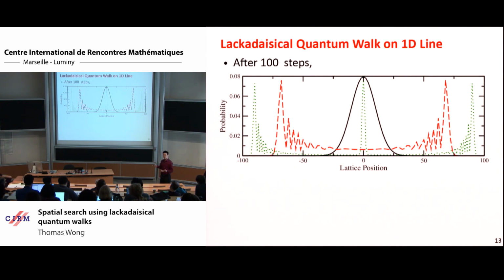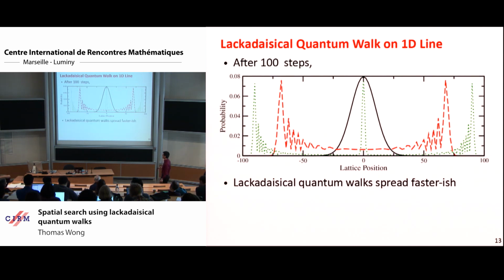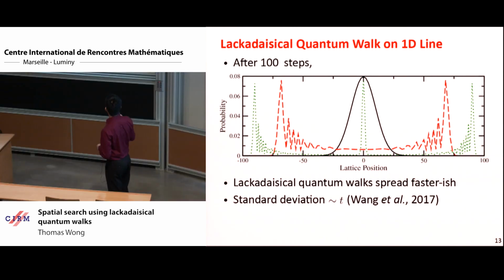So in some sense, a lackadaisical quantum walk, even though it's lazy, can actually spread faster-ish because of this middle peak. Okay? And so you might start to wonder, well, are there any algorithmic improvements that you can make with this property? The standard deviation of this is still linear in time, but it's a bigger factor in front. And so we're gonna look at some search problems with that.